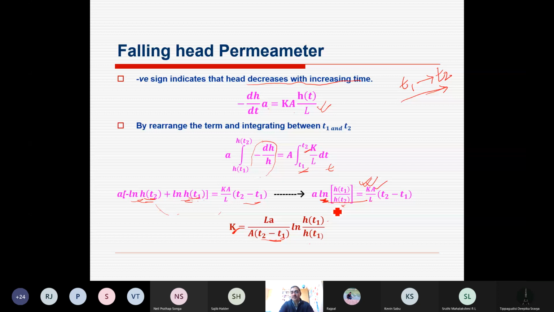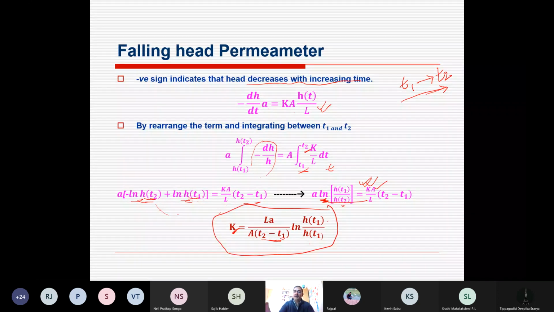So if we have observations about head in supply tube or supply line from beginning T1 to T2, and at the same time we are measuring the discharge from the sample that is coming out after saturating it, that is hydraulic conductivity in this time T, that is T2 minus T1, then we can find out hydraulic conductivity of the soil in laboratory method.